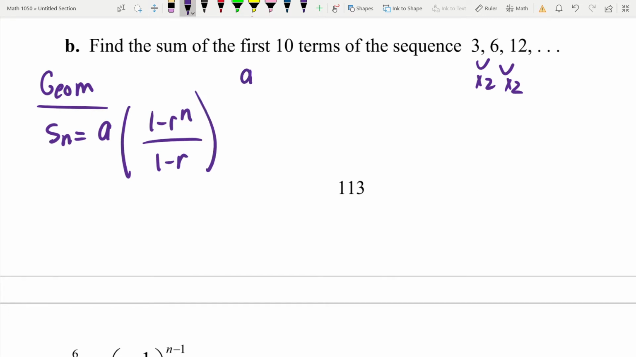Okay, if you want to make a list, make a list. A and r and n. A is the first term, which is a 3. The ratio is a 2. The number of terms I'm adding is a 10. So this is easy. It's just literally a calculator problem.